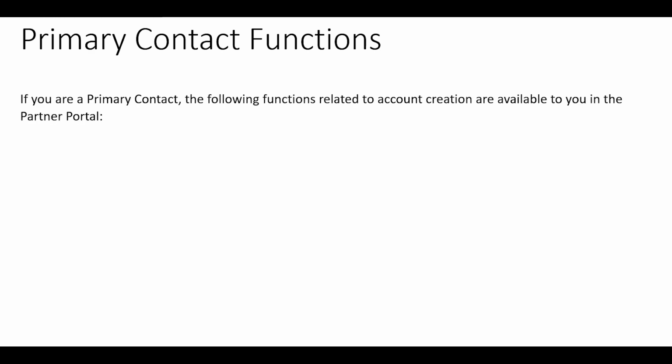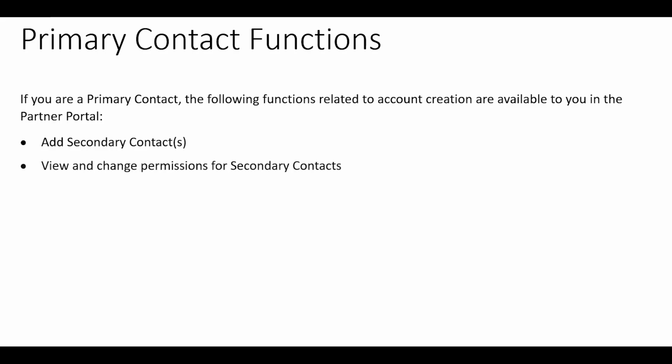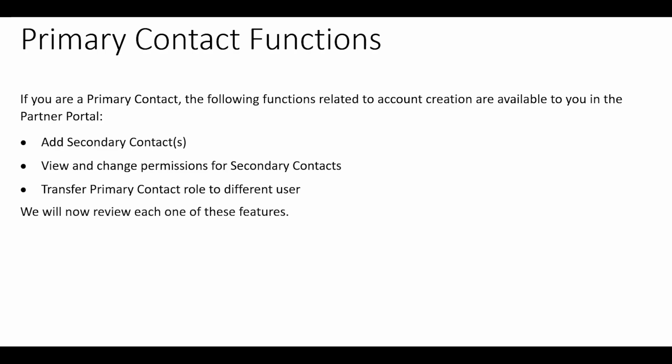Primary contact functions. If you are a primary contact, the following functions related to account creation are available to you in the partner portal. Add secondary contacts. View and change permissions for secondary contacts. Transfer primary contact role to different user. We will now review each one of these features.